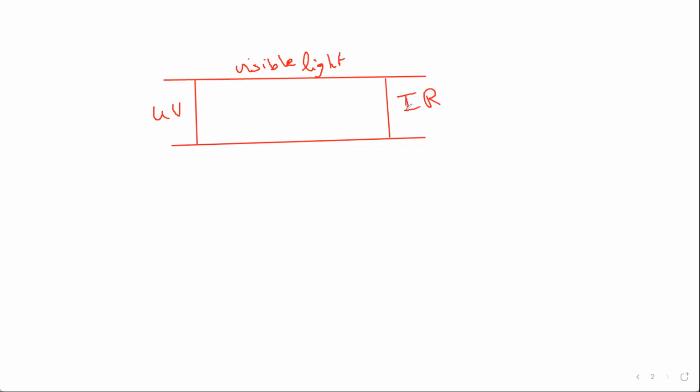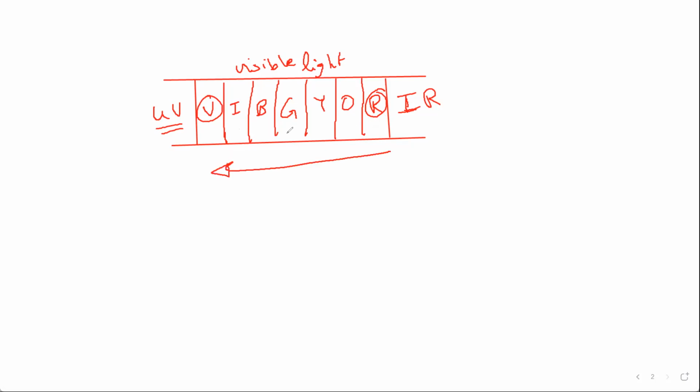And so the one that is near to the infrared is going to be red. And then we have orange, yellow, green, blue, indigo, and then violet. So the one that is next to the ultraviolet is violet, and the one that is next to the infrared is red. So we have different frequencies, because as we go from the red color to the violet color, the frequency and energy increase.